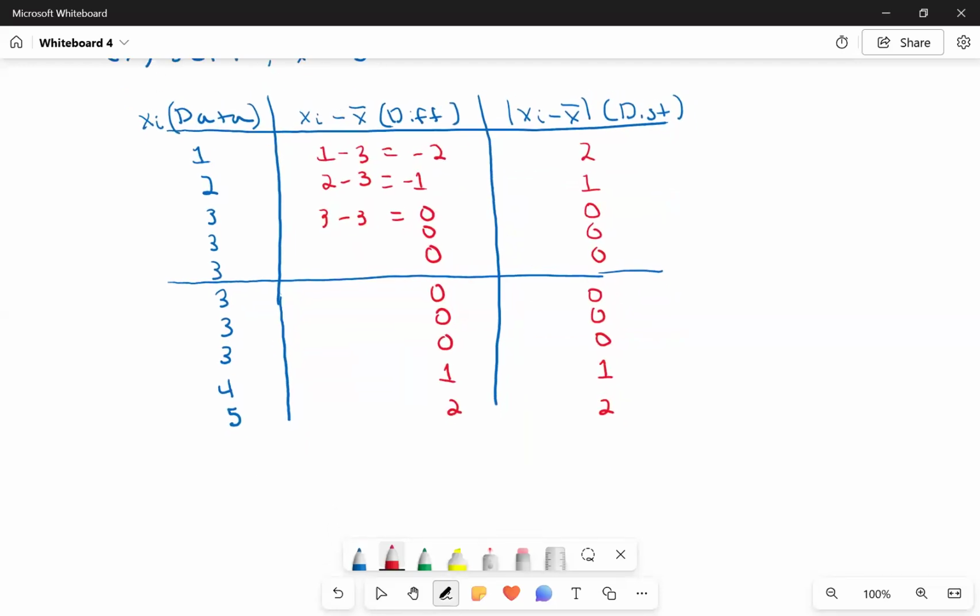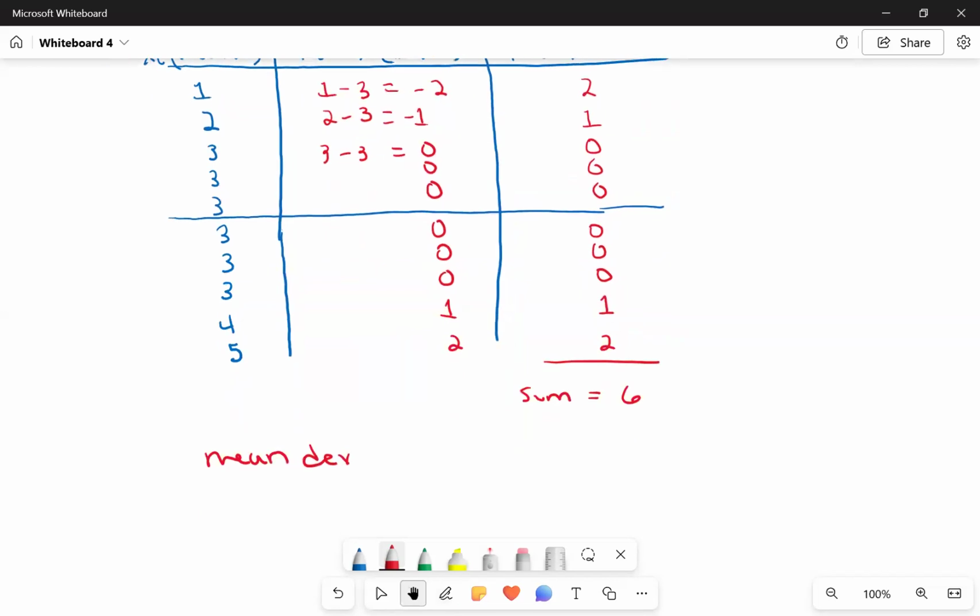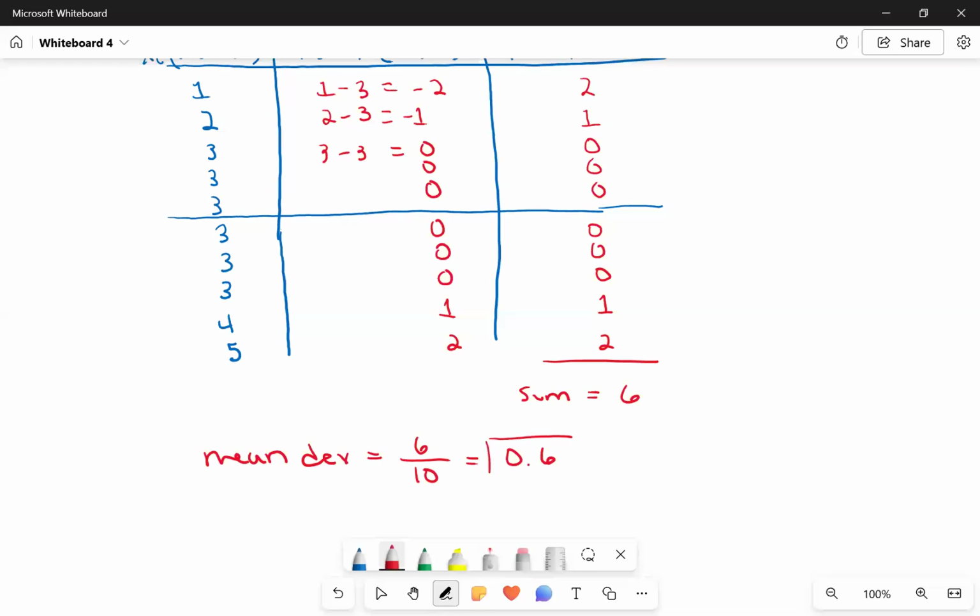To find the mean, we're going to actually just find the sum. Add those all together: 2 plus 1 plus a bunch of zeros plus 1 plus 2. That's 6. Then the mean deviation is 6 divided by 10 data values, or 0.6. And there we go. There's the mean deviation for set A.